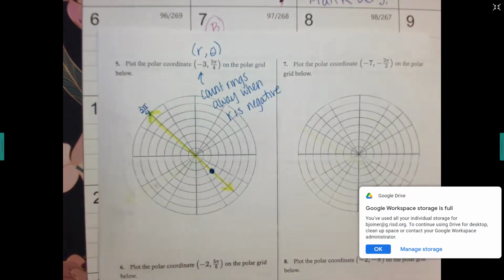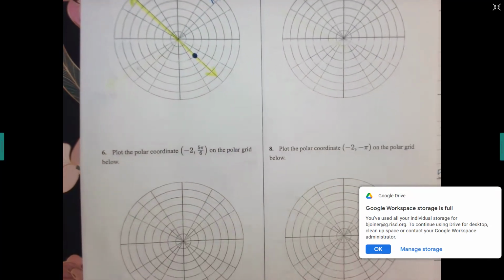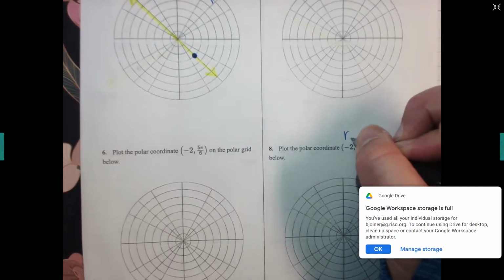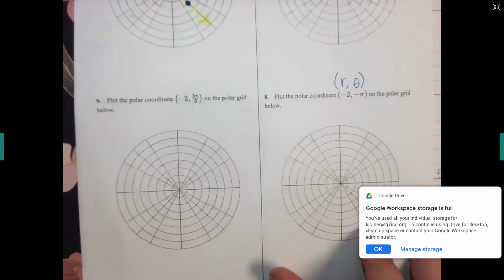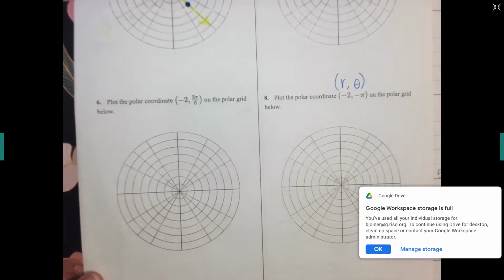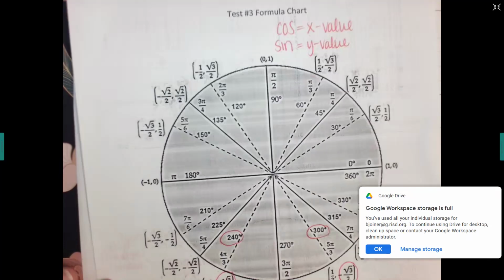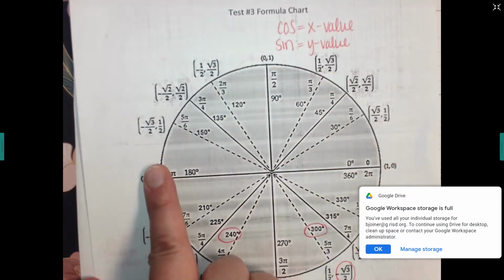All right, and then last one we'll do off this page. Let's do number 8. So now we have a negative r and a negative angle. So it's going to be r comma theta. First thing that I want to do is find where pi would be. So let me put my little circle up here. Normally, pi is here, halfway around the circle. Negative pi will end up where?